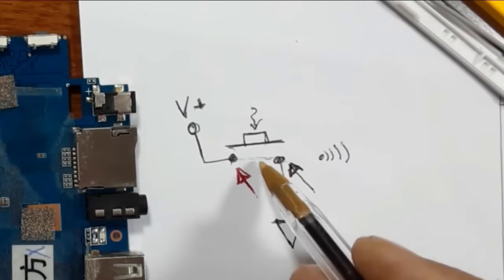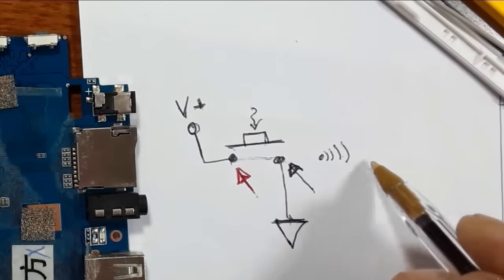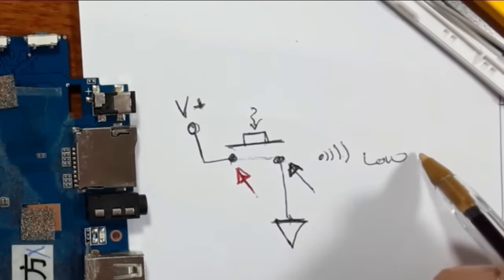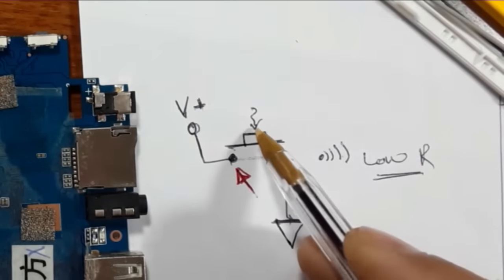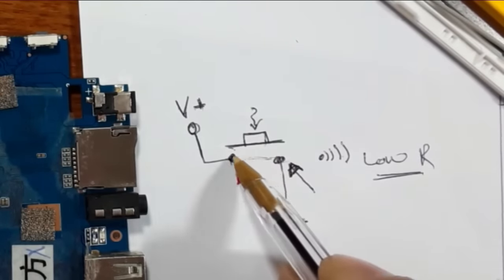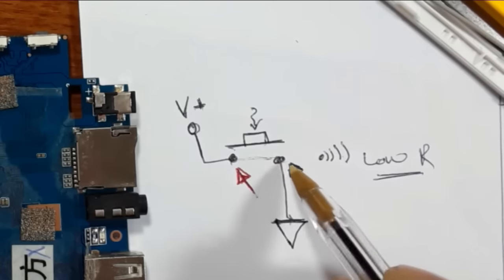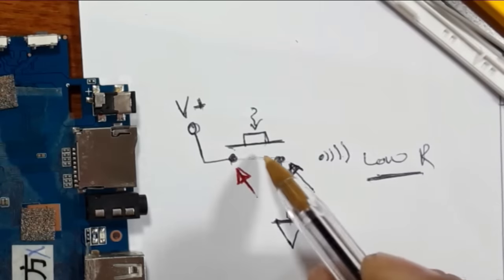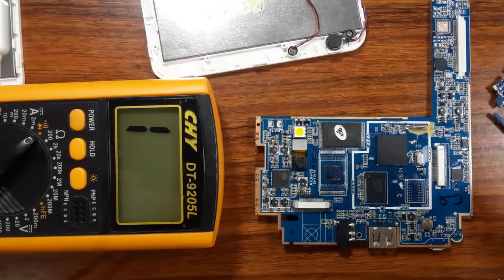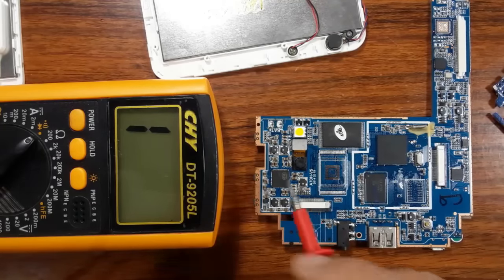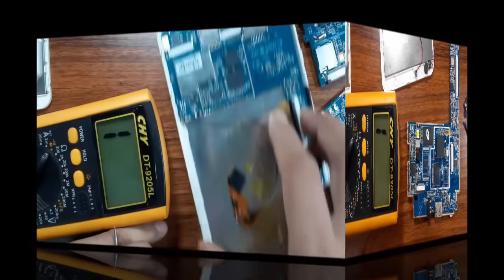So when you press the switch, you will hear a buzzer or you will get a low resistance in the multimeter, means the switch is good. But if you press the switch and you didn't hear a buzzer or you didn't get a low resistance, means you have a problem in the switch. You can use this technique or this trick in every accessory here.